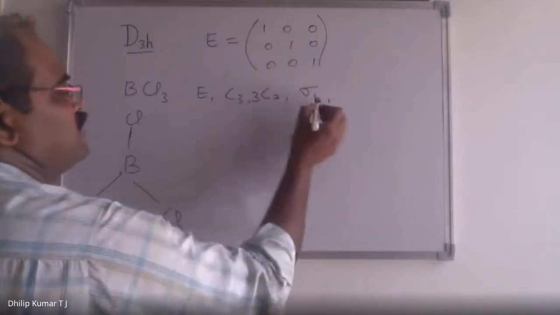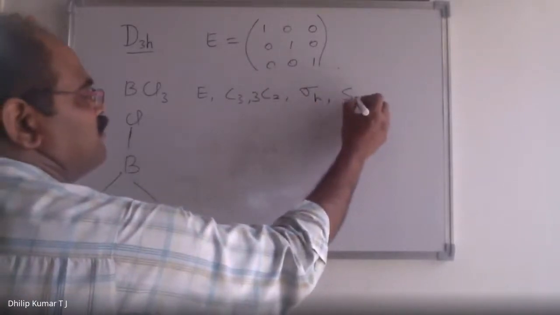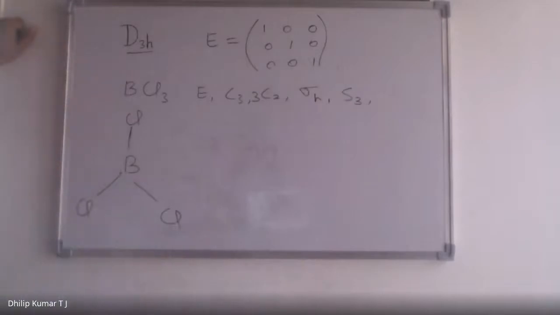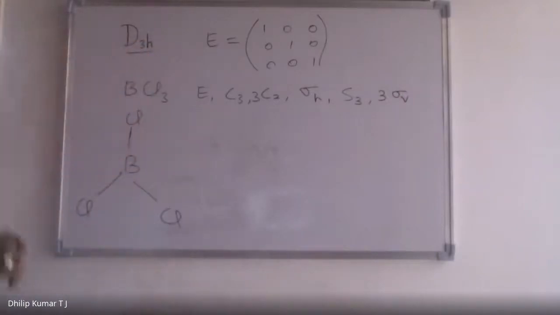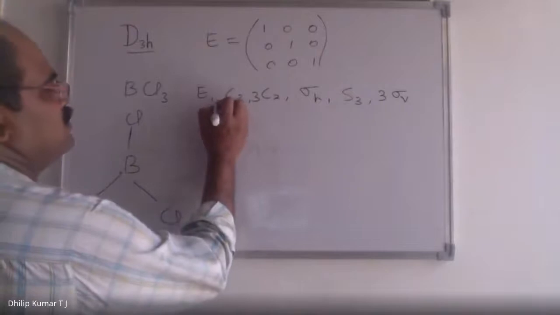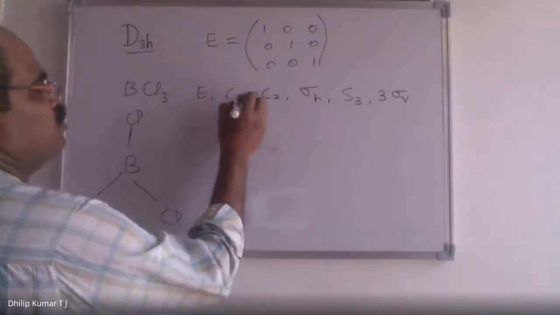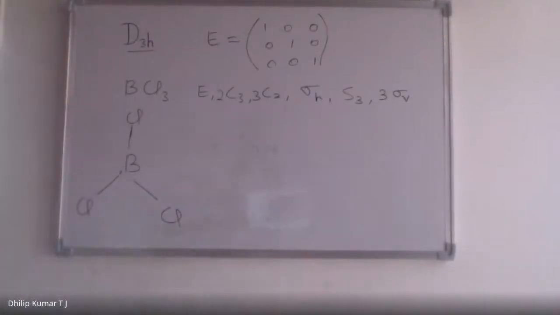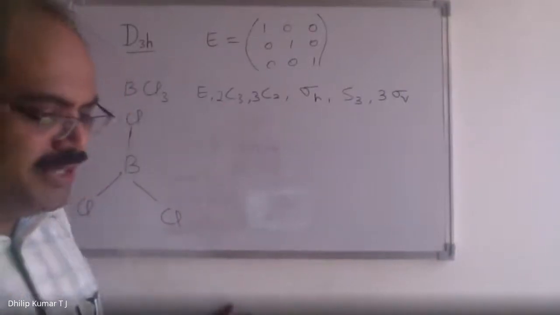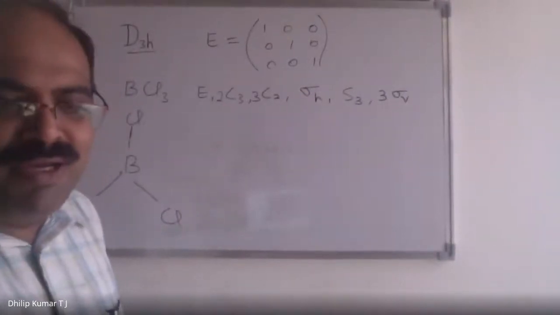Since you have C3 and sigma H, you have S3 also, followed by sigma V planes. There will be 3 sigma V planes. We agree with this. There are 2 C3s. So this will be C3 and C32. So we can write 2 times of this one. So these are the symmetry elements present in BCl3 molecule. So you can write all these operations in matrix form. That's what I have given in last class, the homework.